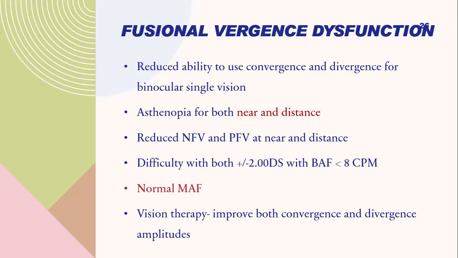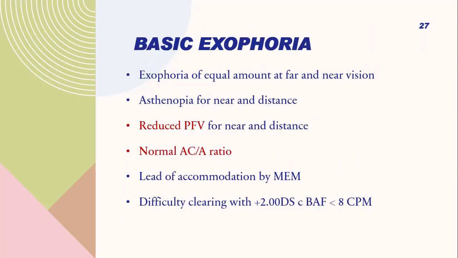So fusional vergence dysfunction is a disorder of both convergence and divergence. Here they will have asthenopia for both distance and near, and both negative fusional vergence and positive fusional vergence will be reduced for both distance and near. And there will be difficulty in clearing both plus and minus lenses with the accommodative flipper. But on monocular accommodative facility testing, usually it will be normal because the accommodation is normal. It's only the vergence disorder which is causing this problem. So for this also we can use the Brock string to train and improve the convergence and divergence amplitudes.